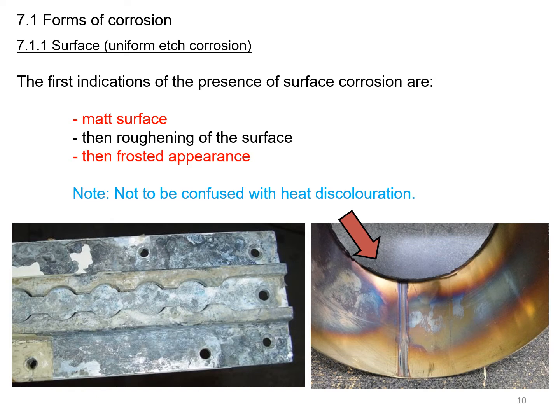So not to be confused by color or heat discoloration in exhaust parts. Usually you will get some sort of discoloration. Any of you who have a motorcycle know that the exhaust, even if it's chromed when it's new, will actually change color, and this is caused by heat, not by corrosion.